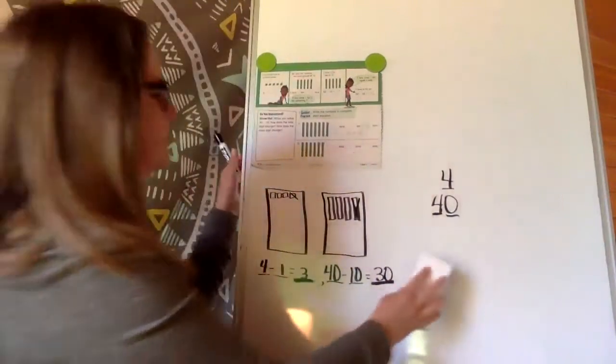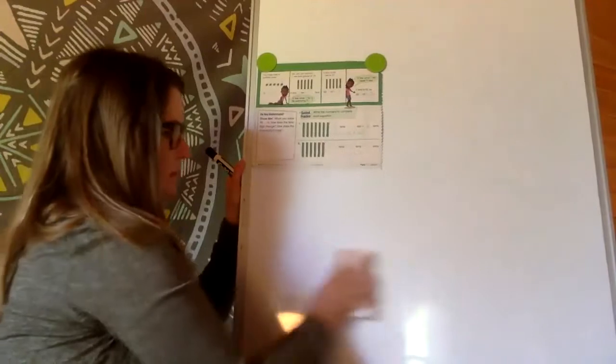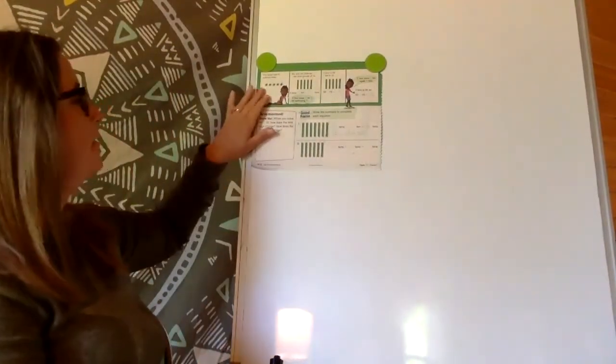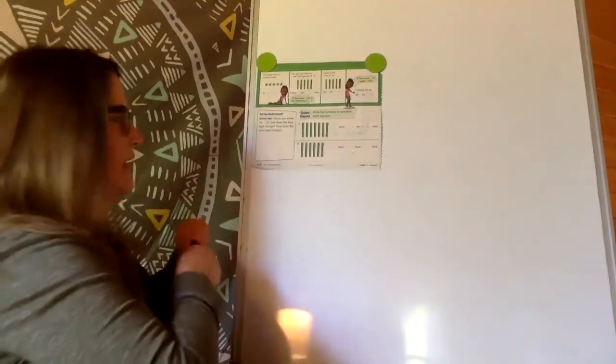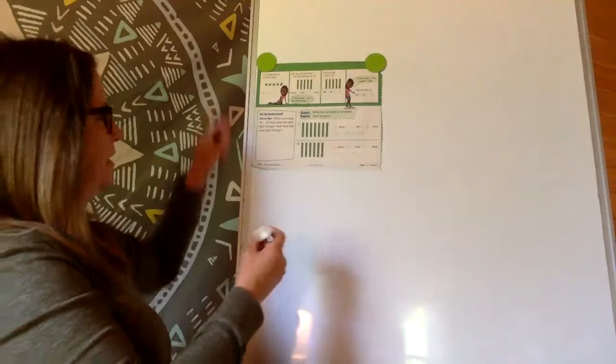Now, let's erase this. And let's work through the back side. It says, you know how to subtract ones. We just did that. We had those 4 ones and we subtracted 1. So now they're showing us 5 minus 1.